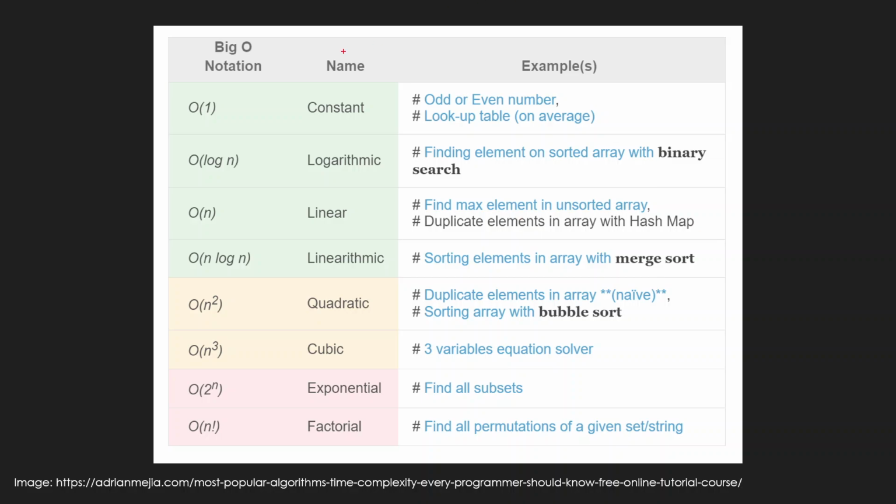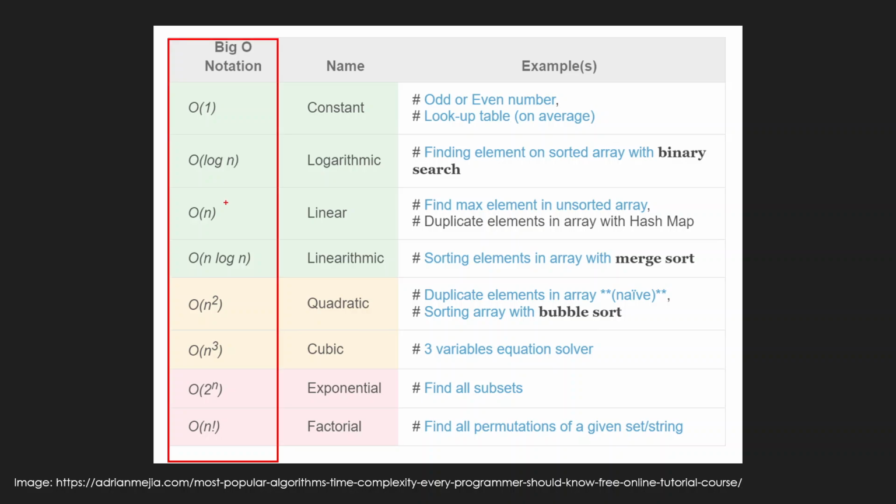Okay, so in this table, we're just giving you another example so that you can see that the big O notation name is whatever is in this column, like big O of 1, big O of log n, big O of n, etc. Then it also has a name.